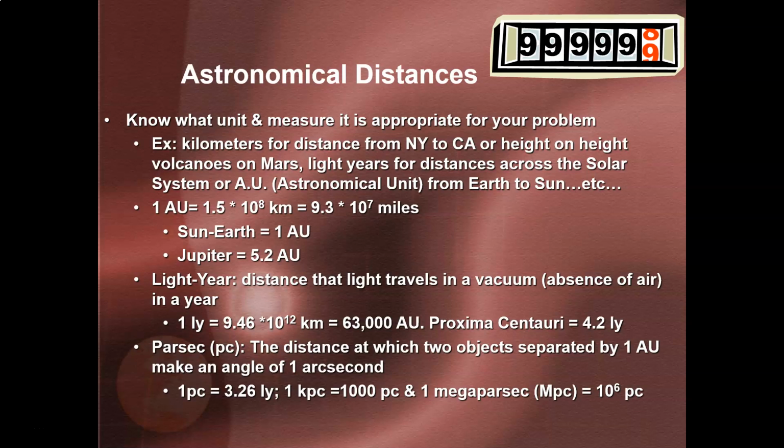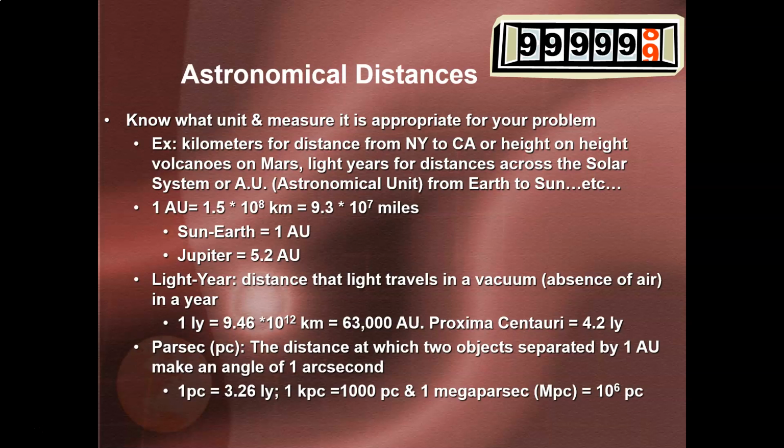Now let's learn what a light year is, because in this course we're studying a lot about vocabulary and definitions. A light year is the distance that light travels in a vacuum, with absence of air, in a year. Duh! Okay, we know that. But how much is a light year? A light year is 9.46 times 10 to the 12 kilometers, or 63,000 AU. Now I told you Proxima Centauri is 4.2 light years away.